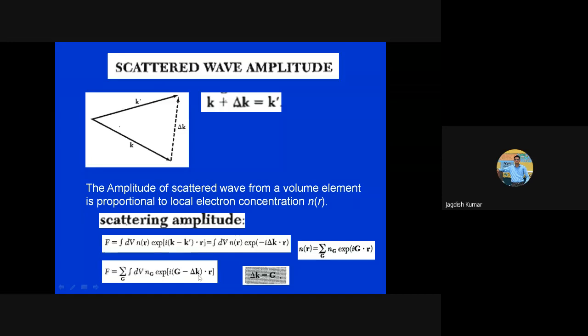You need to visualize it a little bit, because if I had a board with me, I could have drawn it on the board. So because of that, the more the deviation of G from delta K, the higher the oscillatory nature of this function, and the lesser the contribution of this term to the overall integral value. That is why this integral will be non-zero only when delta K is equal to G.